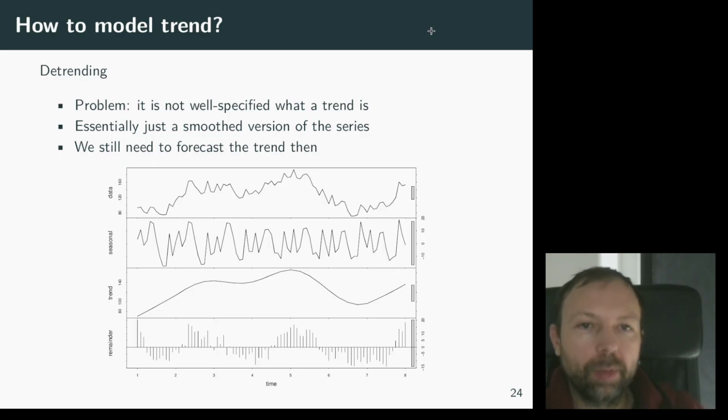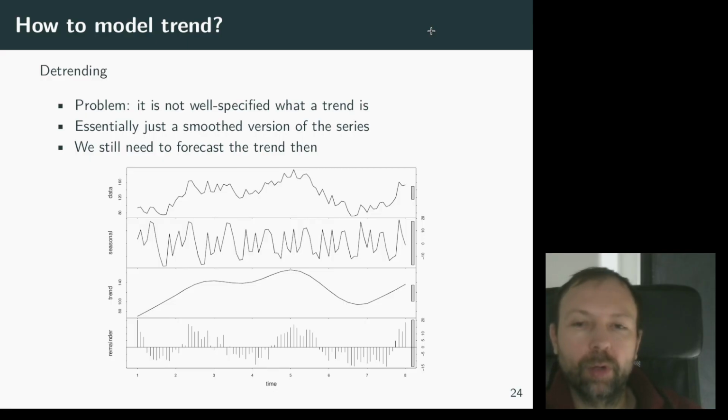So the problem that we have with detrending is that it is not well specified what a trend actually is, right? There is no mathematical definition for what a trend is. A trend is essentially just a smoothed version of the series. And the problem now is, well, we still need to forecast that trend, right?